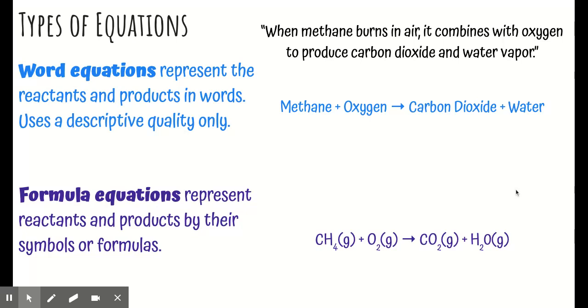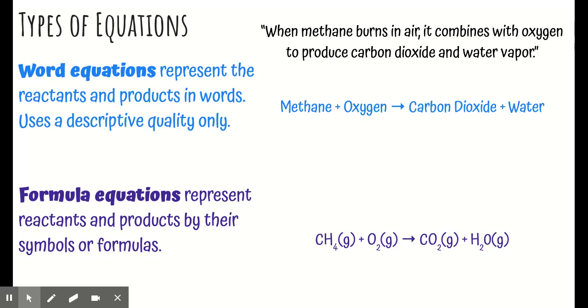So there's 2 kinds of equations. It's kind of working your way up to where it needs to be so that we can balance things. So if you look over on the left-hand side, you have an example. When methane burns in air, it combines with oxygen to produce carbon dioxide and water vapor. Okay, so that is kind of the situation that you're in. So maybe you are in a lab and you have observed this happening. You knew that you had methane, you burned it, and now you have water vapor and carbon dioxide.